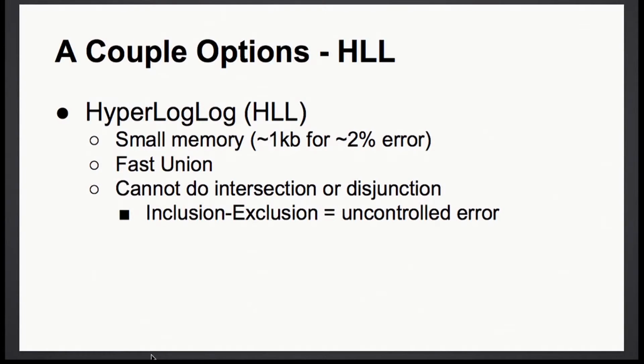HyperLogLog is one that we leverage. Some of the properties of it is it has a small memory footprint. You can get about 2% error out of 1 kilobyte of memory, and you can estimate greater than billions upon billions of things with that 1 kilobyte of memory. It has fast unioning operations. One downside is it can't do intersections or disjunction between sets. Some people try to use the inclusion-exclusion principle, but your whole error bounds and everything kind of breaks down when you do that.